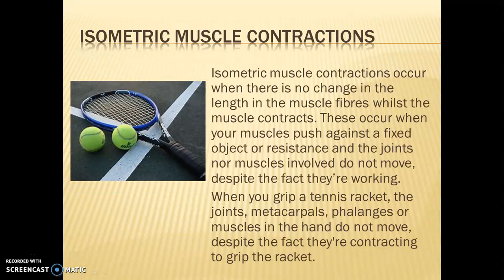Isometric muscle contractions. Isometric muscle contractions occur when there is no change in the length of the muscle fibers whilst the muscle contracts. These occur when the muscles push against a fixed object or resistance, and the joints and muscles involved do not move, despite the fact they're working. The joints involved are also static. When you grip a tennis racket, the joints, the metacarpals, the phalanges, or muscles in the hand do not move, despite the fact they're contracting to grip the racket.